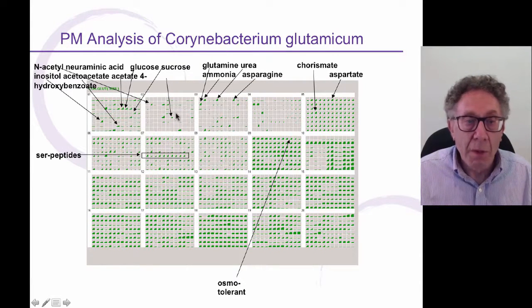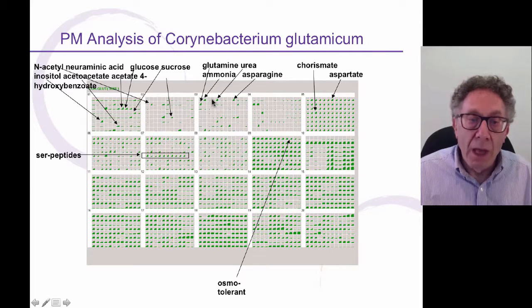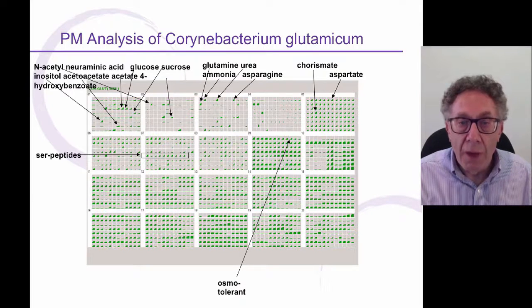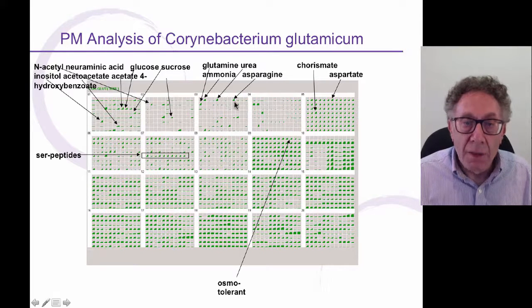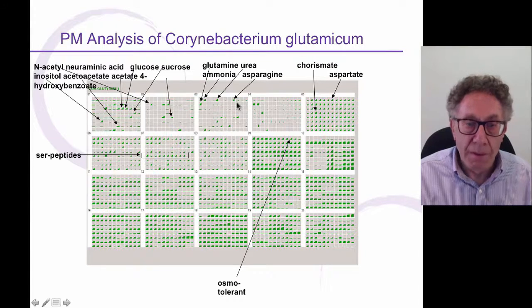The first two plates in the upper left corner measure carbon metabolism, so we can see a variety of different carbon sources that this microorganism can use, which ones it uses strongly, which ones it uses weakly. Then we have 4 plates for nitrogen metabolism. The top 2 rows of plate number 3 have all 20 amino acids, and we can see that this microorganism uses ammonia and urea, and in terms of amino acids, primarily uses the amide amino acids, glutamine and asparagine.